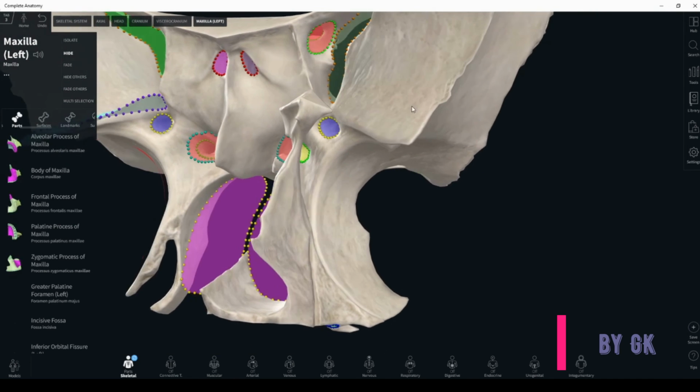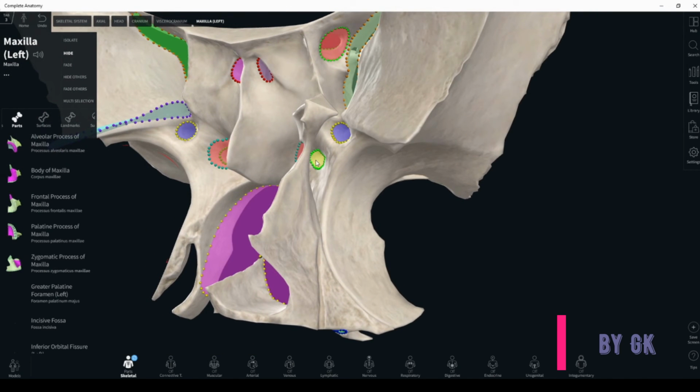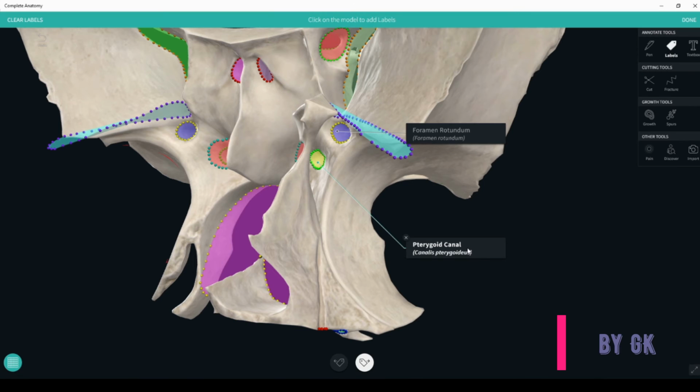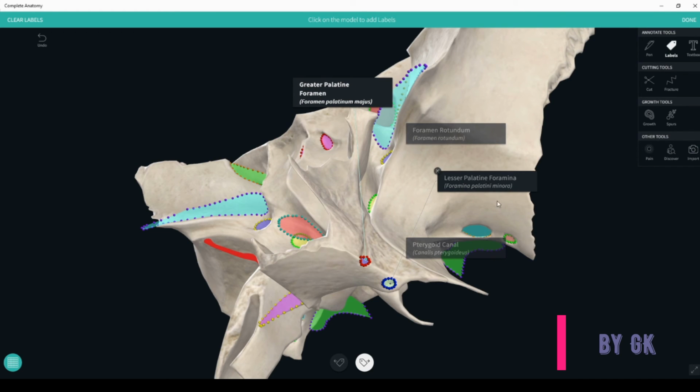On the posterior wall you can see two communications: first of all, the pterygoid canal and the foramen rotundum, which communicate the pterygopalatine fossa with the middle cranial fossa and the external base. The two main communications found on the inferior apex are the greater and lesser palatine foramina, located on the inferior surface of the pterygopalatine fossa.